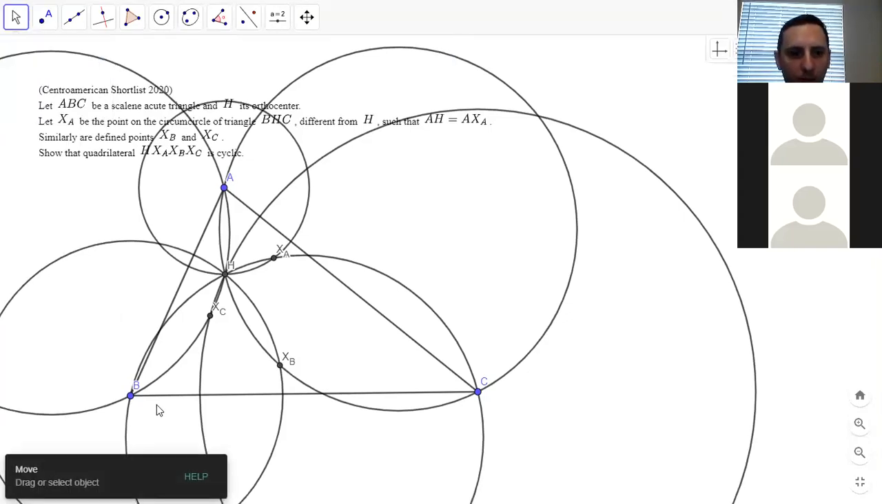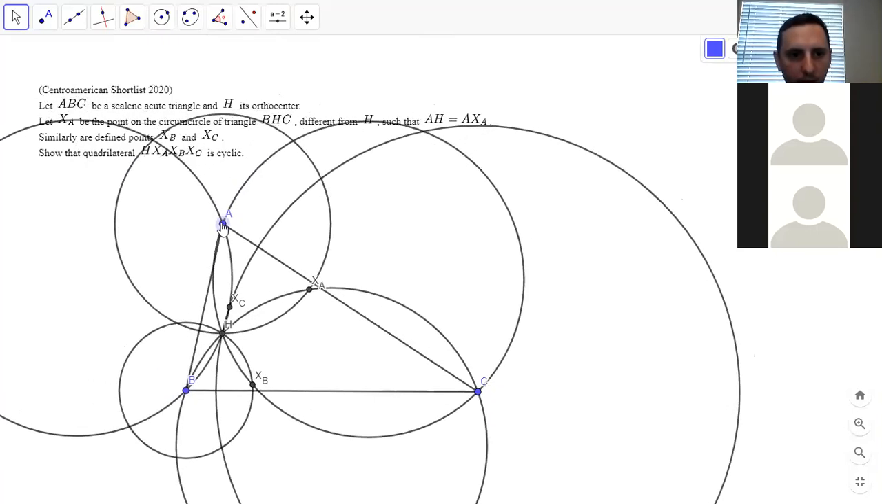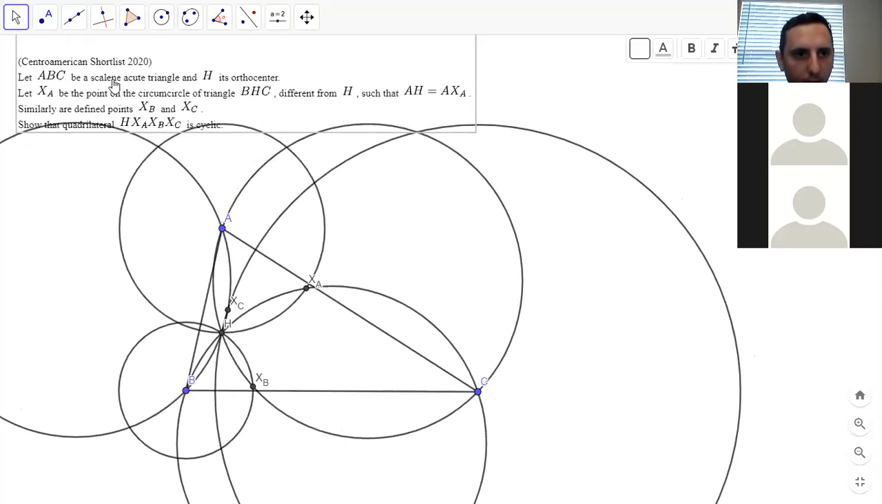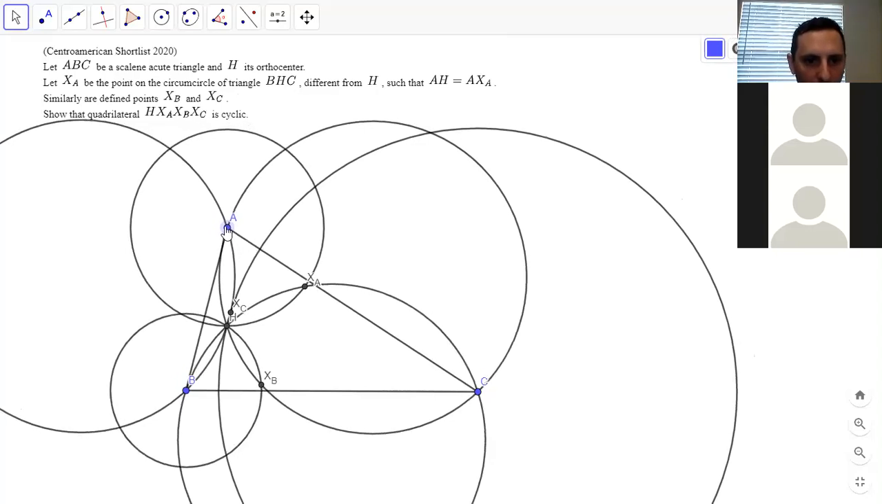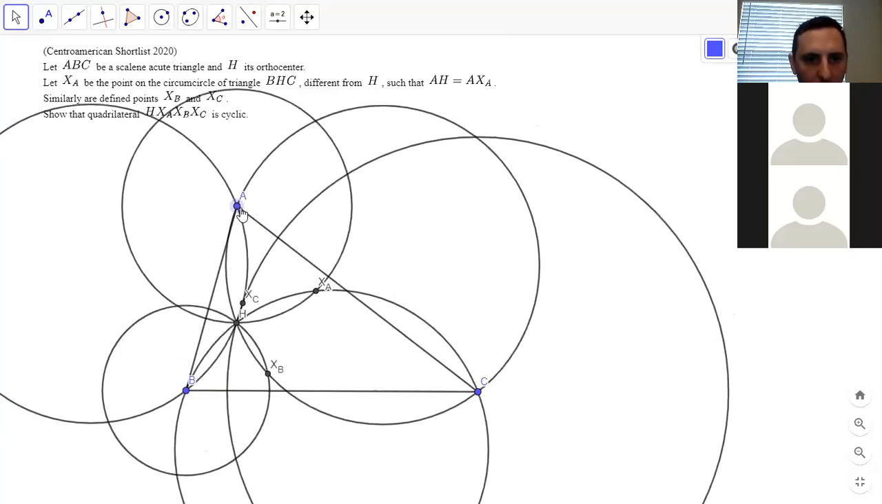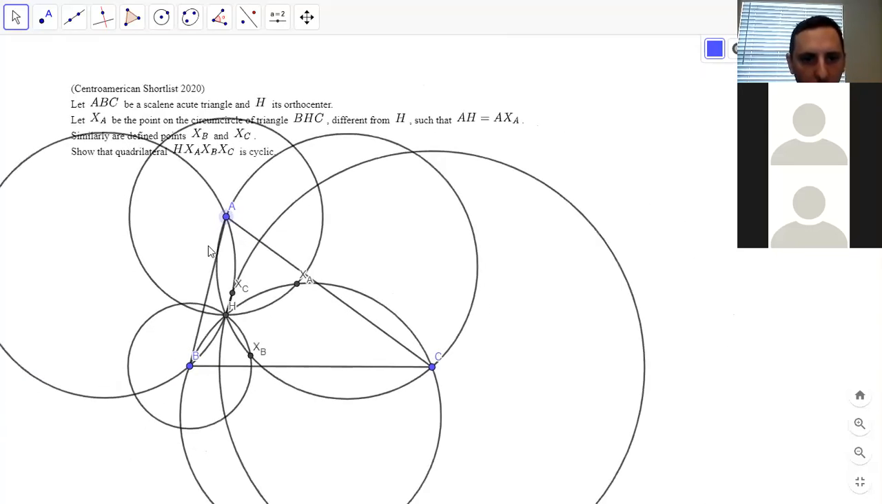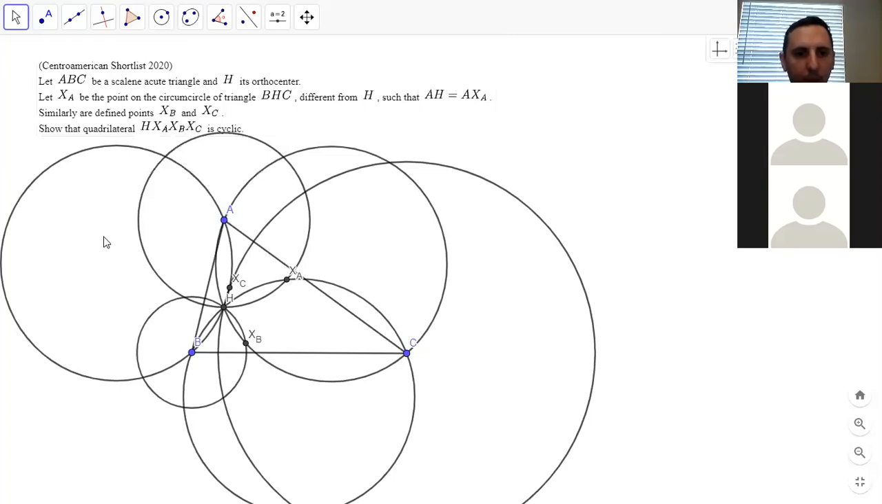Okay. Just trying to move the question upwards. I want XA, XB, and XC to be more inside the triangle. Maybe like that. I'll shrink it a little bit. You think I should hide these circles? I don't even know what to hide.